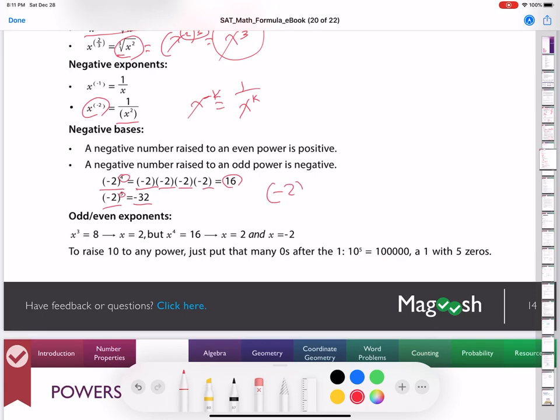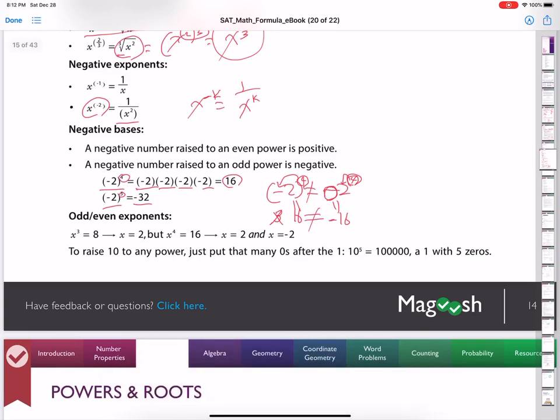Negative 2 to the 4th power is not equal to negative 2 to the 4th power. The first 4th power affects the negative 2, but in the second the 4th power doesn't affect the negative sign, it affects only the positive 2, so it's different. It is positive 16, but this is negative 16, because that power doesn't affect the negative sign, because there is no parenthesis. They are different numbers. Okay?